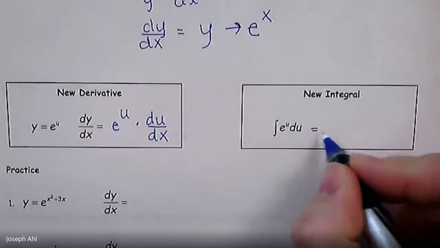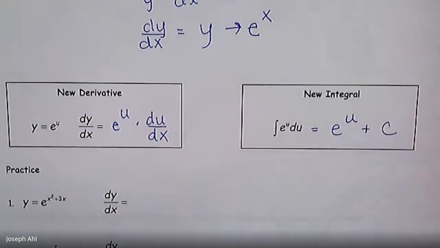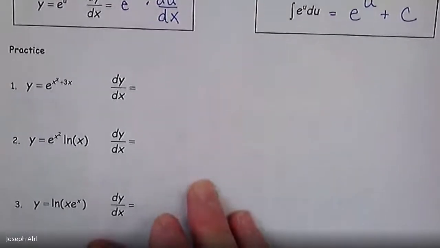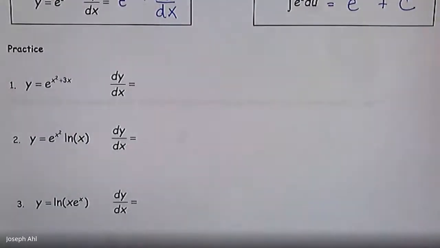Working backwards, just as easy. It's e to the u. Well, of course, plus c if we have an indefinite integral. So it's going to be your favorite rule to use, I promise. All right, moving ahead to some practice. Let's find dy dx in the following examples.